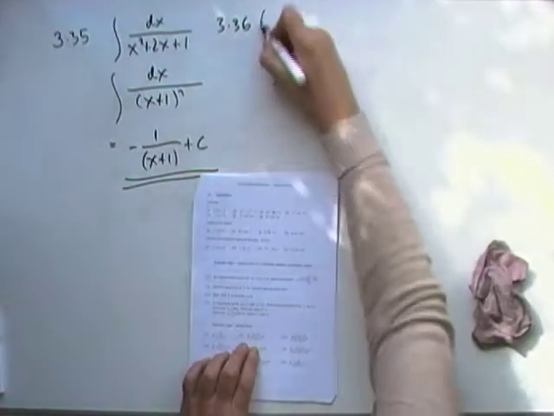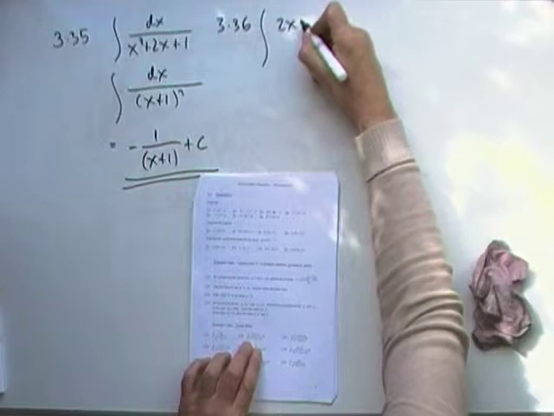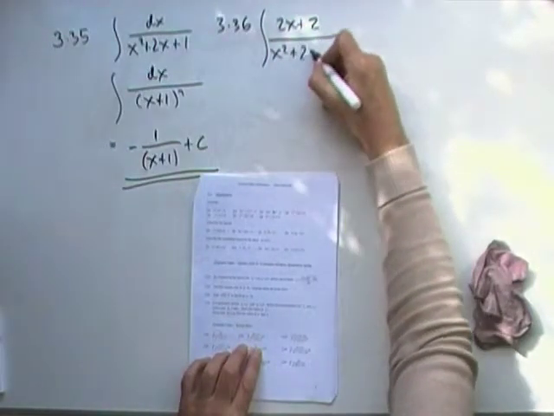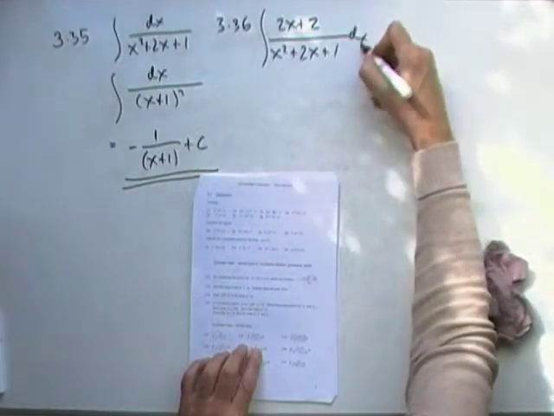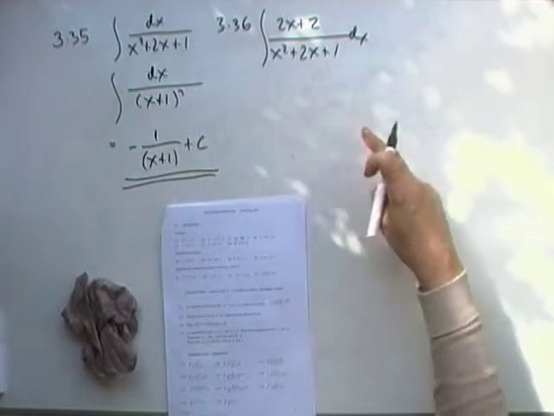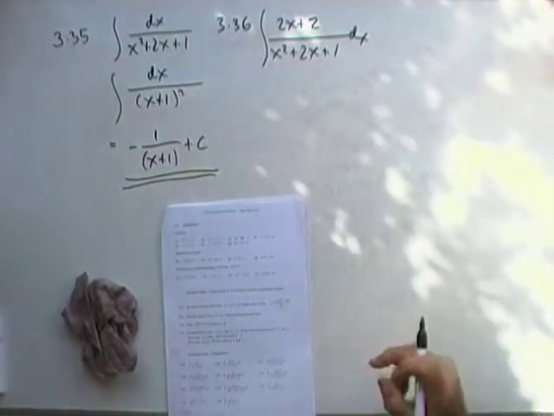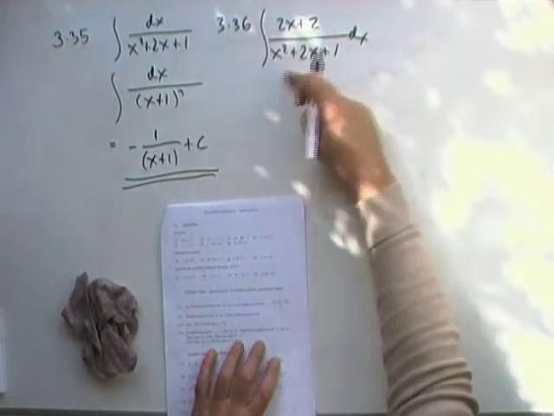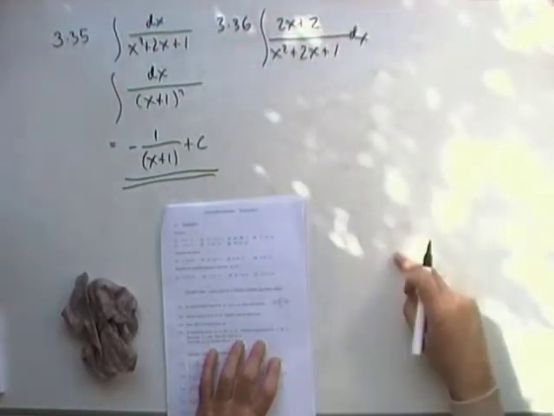3.36: the integral of 2x plus 2 over x squared plus 2x plus 1 dx. Well, it's the same denominator, but I'm not going to factorise that because the first thing I notice straight away is the top's the derivative of the bottom. Differentiate the bottom, 2x plus 2, I've got 2x plus 2.